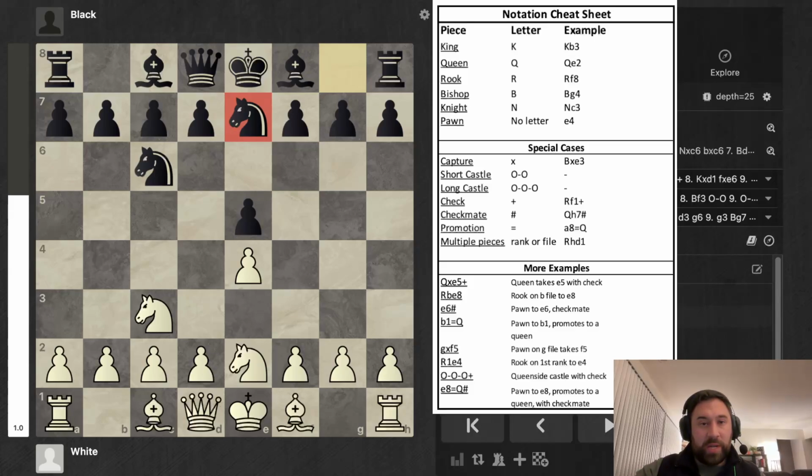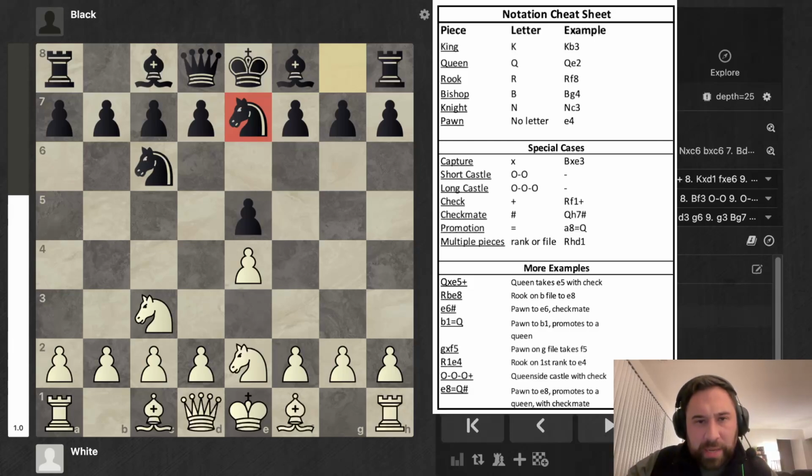All right, so the first one is that we can have both a capture and a check in the same move. That first example says queen takes E5 check. If we break that down, Q, X, E5 plus. So we know Q is queen, X means takes or captures, E5 is the square we're talking about, and check. Check and checkmate are always put at the end.